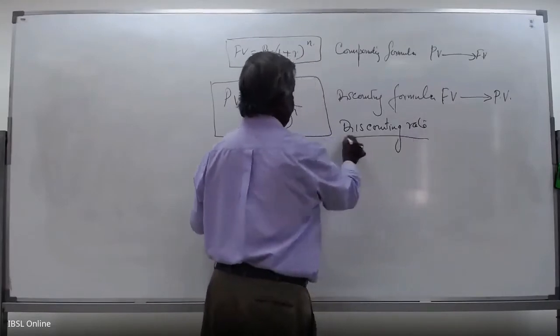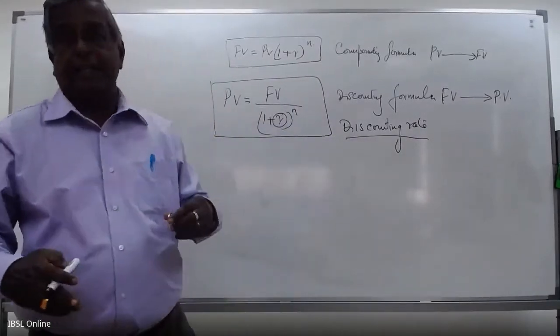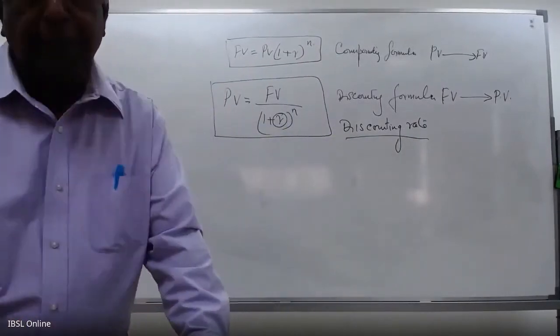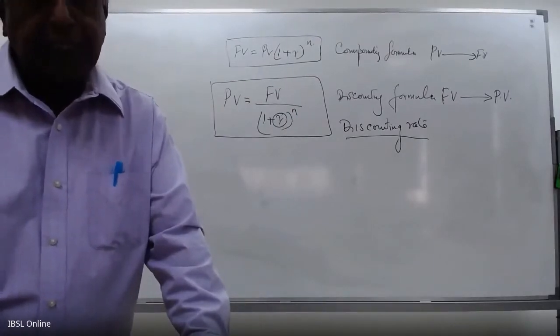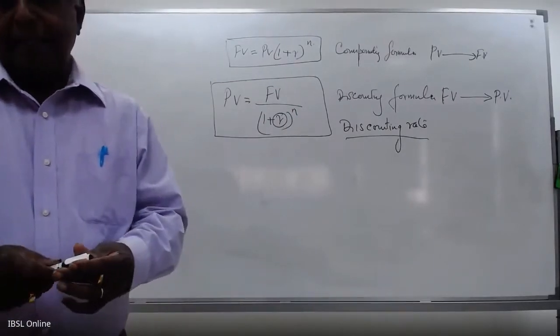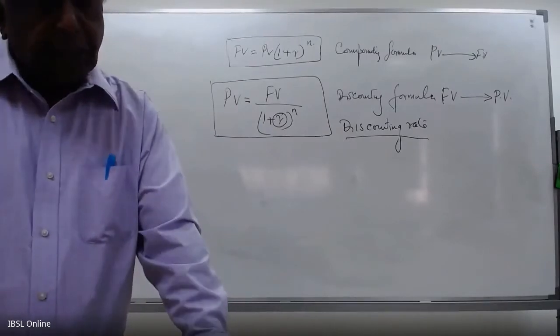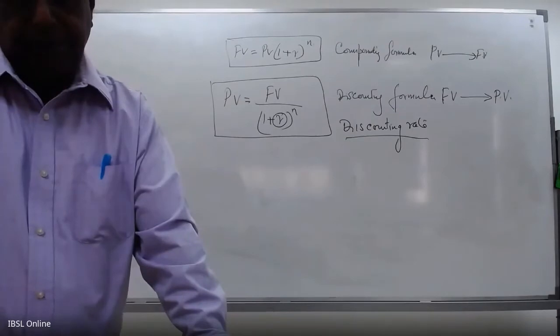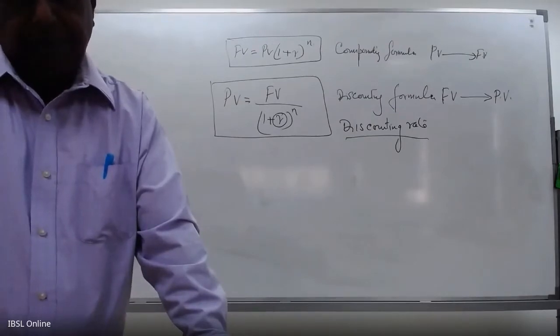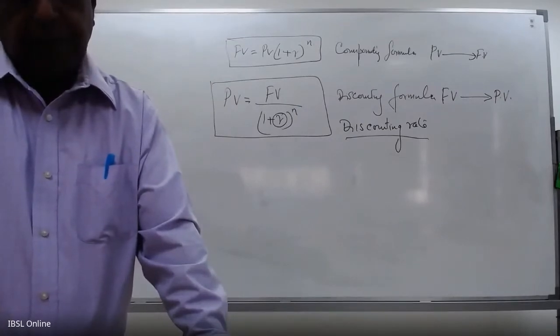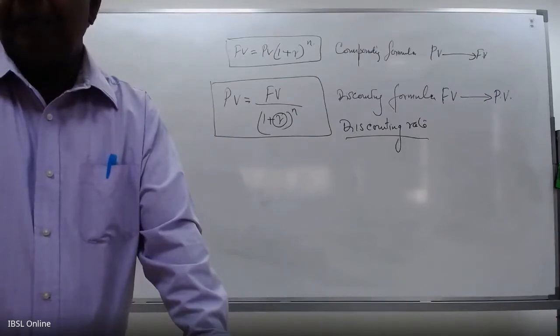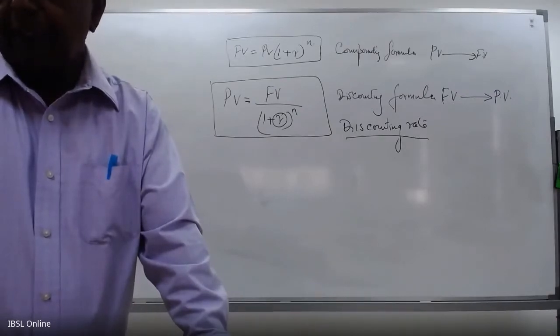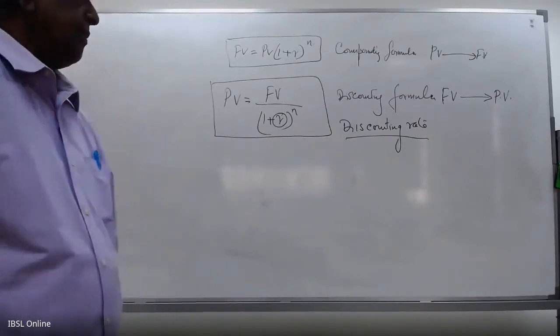That is the interest rate. What is the discounting rate? It's the interest rate applicable in discounting. The interest rate applicable in discounting is called as discounting rate.